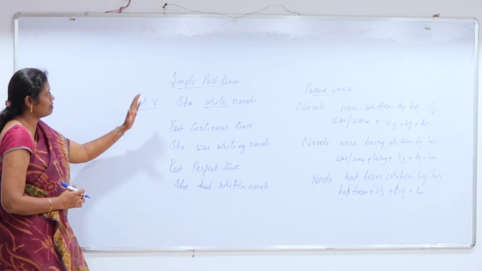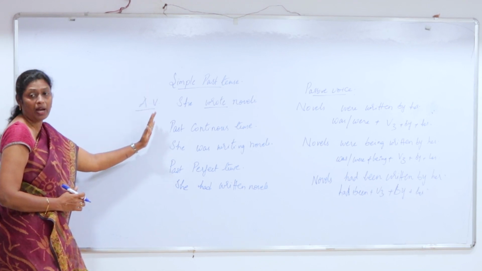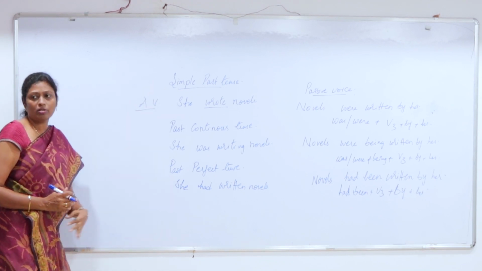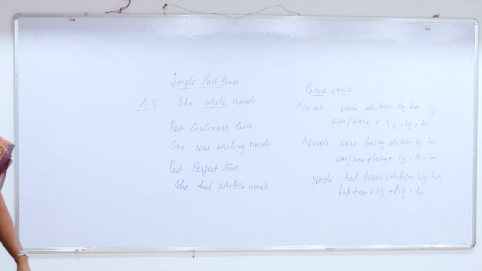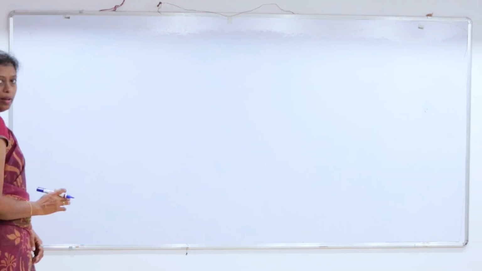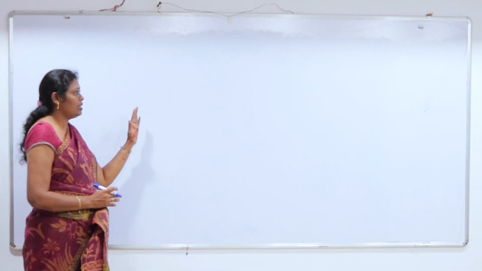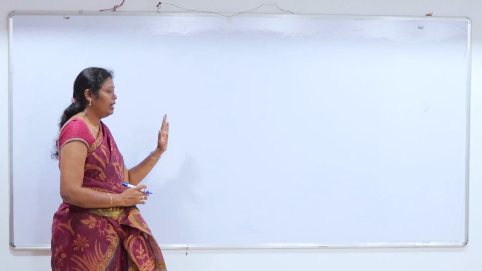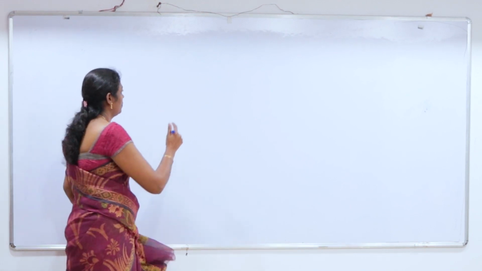So I hope it is clear for you that present tense and past tense are over. Let's get back to the future tense, and in future tense we use only simple future and future perfect. As we have seen present tense and past tense, let's come back to the future tense.